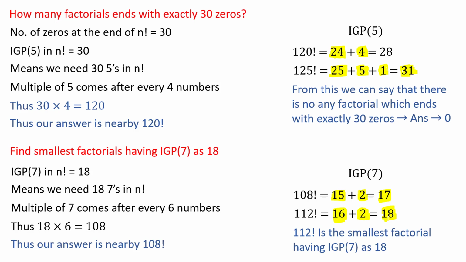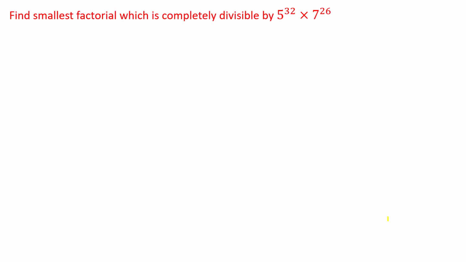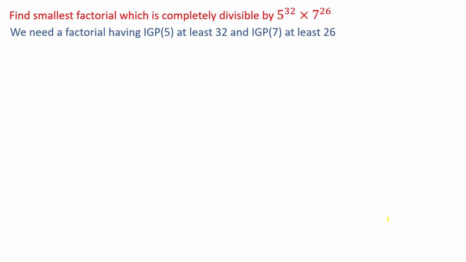Okay. Now let's do the next question. Find the smallest factorial which is completely divisible by 5 to the power 32 times 7 to the power 26. So over here we need a factorial having IGP of 5 at least 32 and IGP of 7 at least 26. Okay everyone, we need to cancel out all the 32 5s. We need to cancel out all the 26 7s.